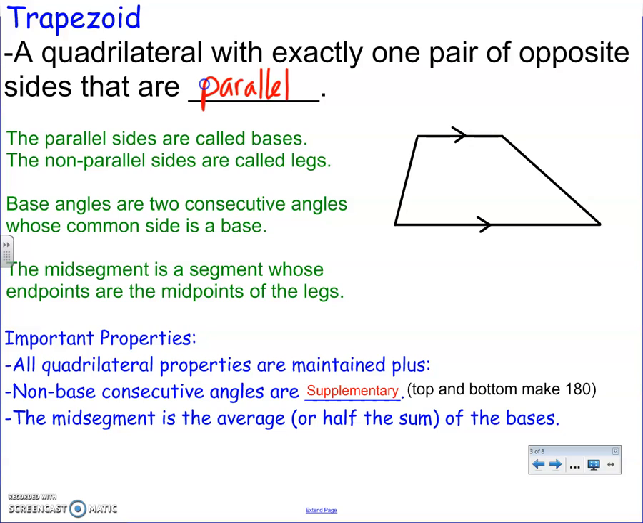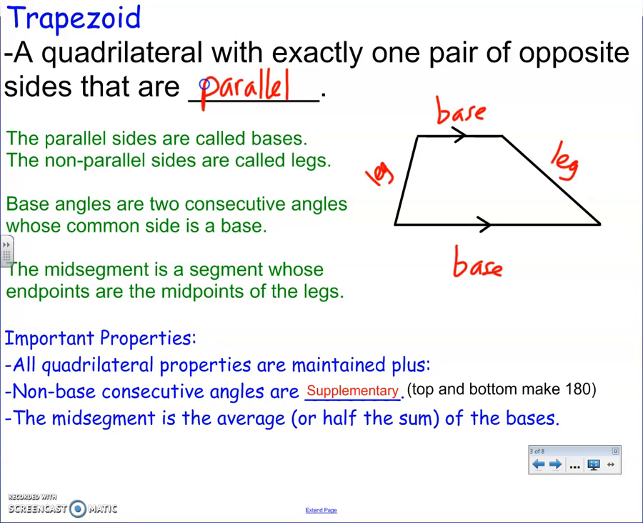So there's a picture on my right. The parallel sides are called bases. So this is a base, and this is also a base. The non-parallel sides are called legs. So this is a leg, and this is also a leg. So legs are not parallel.